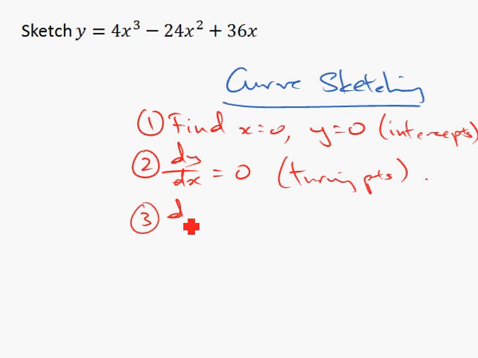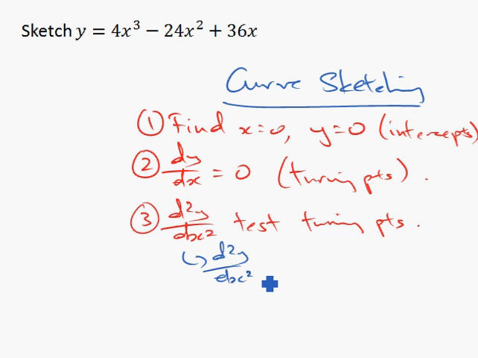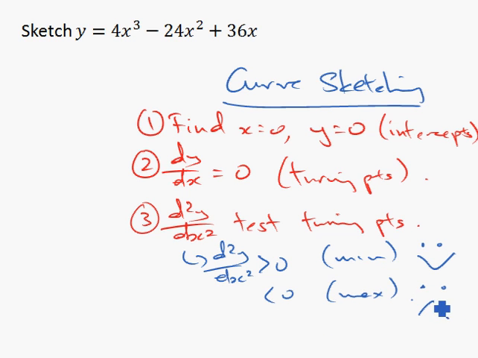Step number 3, find d2y/dx squared and then test your turning points. If your d2y/dx squared is more than 0, you get a minimum point. If it's less than 0, you get a maximum point. How to remember this? Well, if you got more than 0, you have something, right? You should be happy. So, smiley face. A smiley face graph has a minimum point. If you have less than 0, it means you owe somebody, right? It's negative. So sad face, and there's a maximum point here. That's one easy way to remember it.